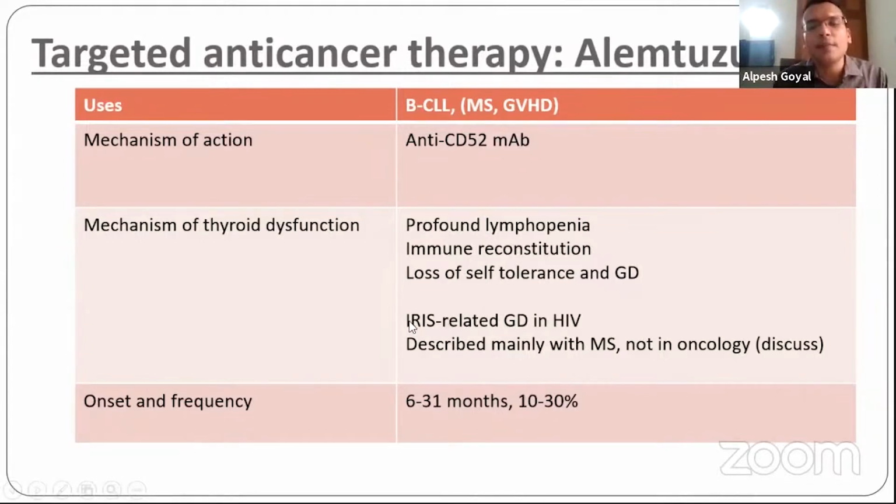This is very similar to the IRIS, or immune reconstitution inflammatory syndrome, related Graves' disease that we encounter in patients with HIV infection following introduction of highly active antiretroviral therapy. Now, this side effect of Graves' disease has mainly been described with multiple sclerosis and not so profoundly in oncology patients. The possible mechanism could be that patients with multiple sclerosis and already existing autoimmune disease are at higher risk for developing other autoimmune disease.